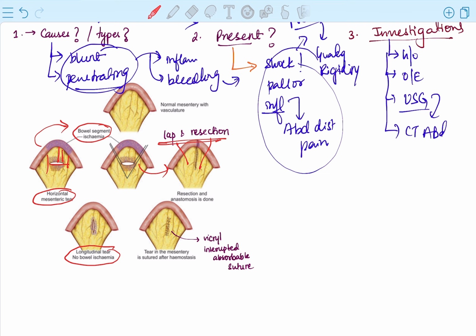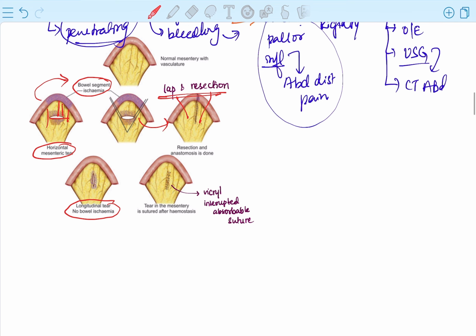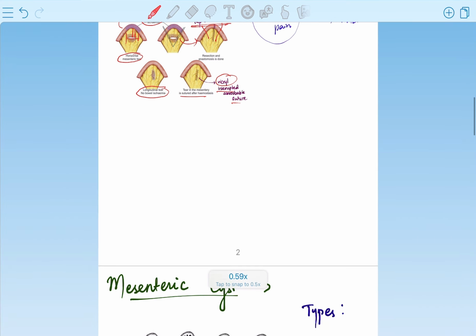Anastomose the leftover bowels, right? So when there is a longitudinal tear, you can see lots of blood vessels are spared. So there is not much bowel necrosis, so you can simply suture the tear. We usually use the Vicryl suture, in the form of an interrupted suture. Okay, so this is all we need to know about mesenteric trauma.